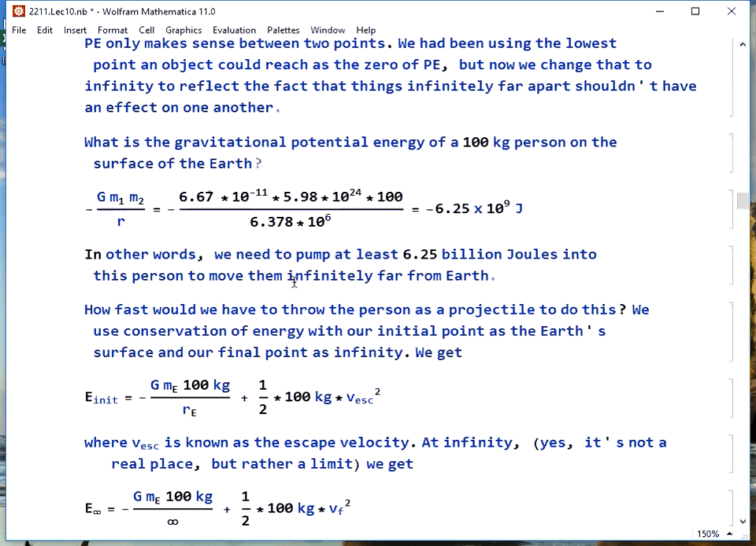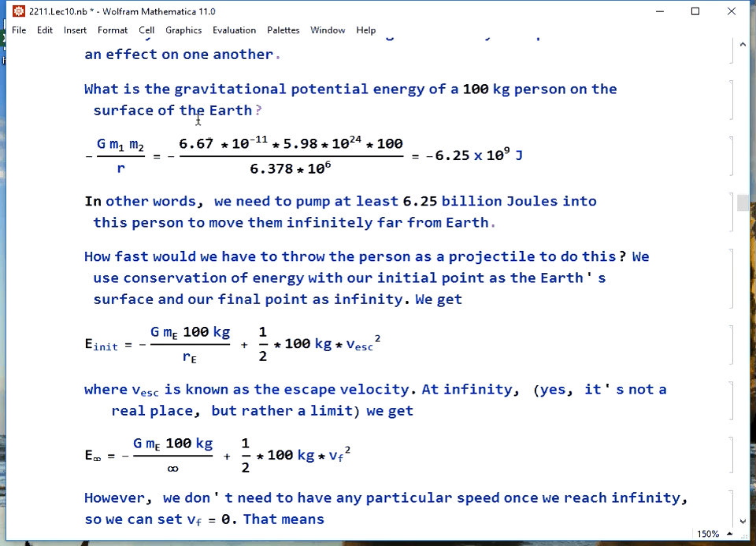So what's the gravitational potential energy of a 100 kilogram person on the surface of the Earth? We put in the numbers. Remember, we're not squaring this radius on the bottom. We get negative 6.25 times 10 to the 9th joules, and that means if we want to take that person and remove them infinitely far from the Earth, we have to put in 6.25 billion joules of energy.